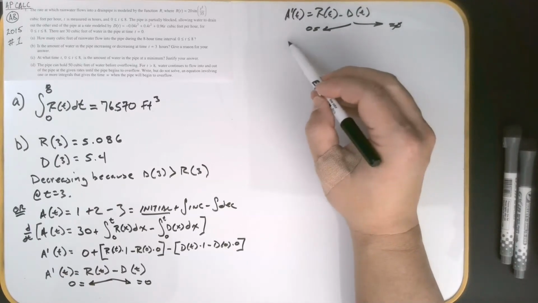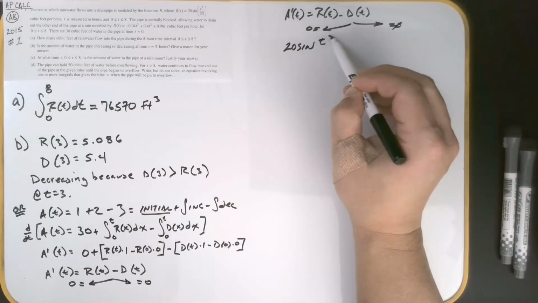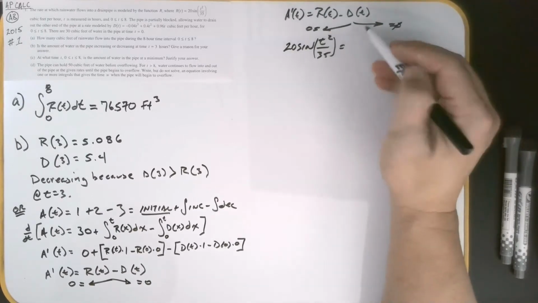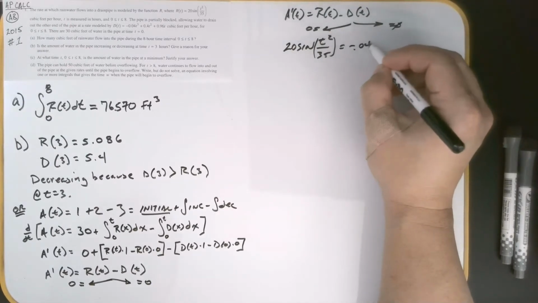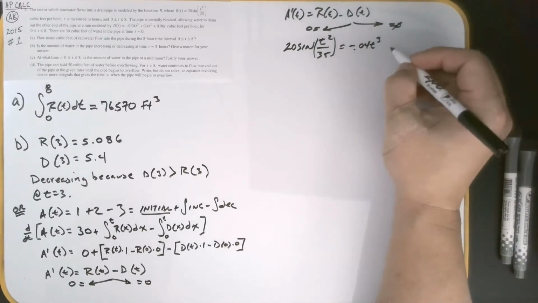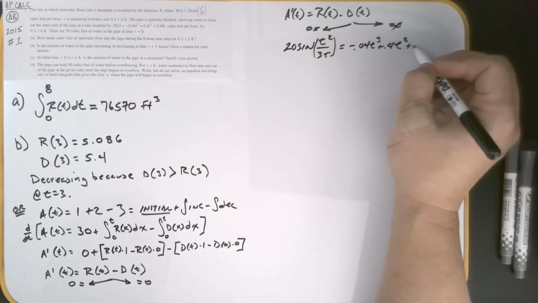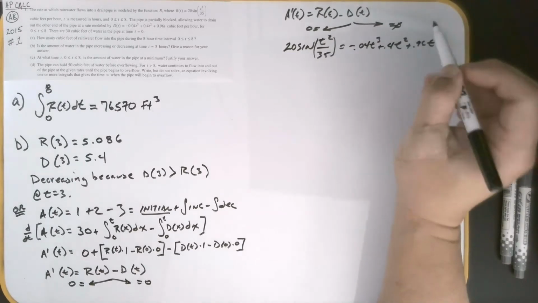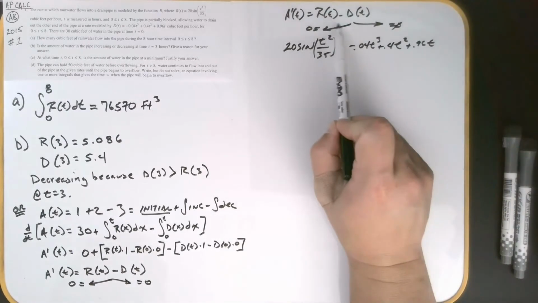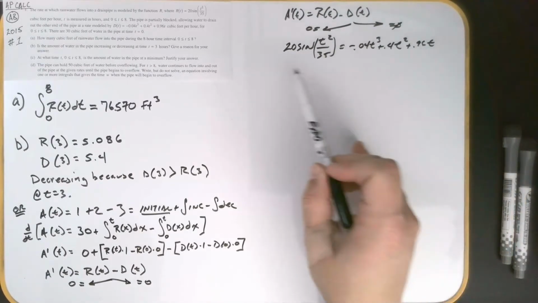So I would say, when does 20 sine of t squared over 35 equal this other function, negative 0.04 t cubed plus 0.4 t squared plus 0.96 t? Now just make sure, guys, if you notice here that if I set this equal to 0, all I did was add D of t to the other side of the equation, and I'm solving that. And I'm curious, when is this going to happen?